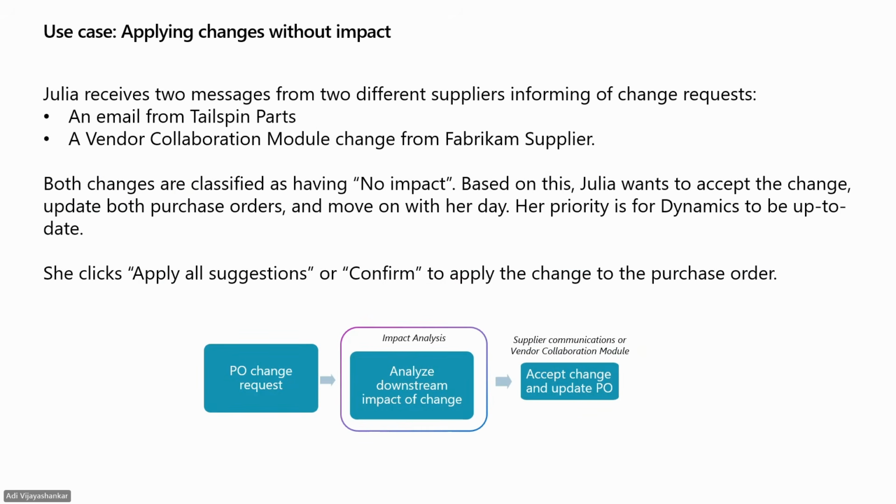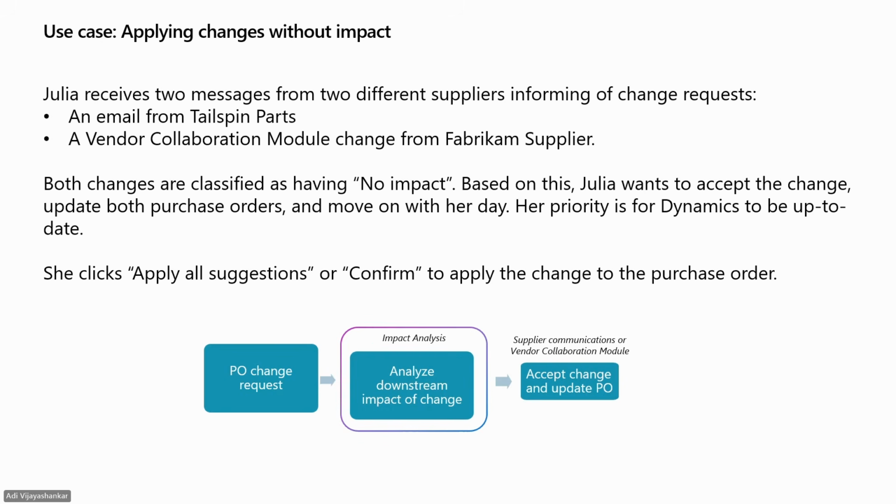So let's look at the use case of how Julia can review changes that don't have an impact and accept those or apply those changes to the purchase order. So Julia receives 2 change requests from her suppliers, Tailspin Parts and Fabricant supplier, through email and the vendor collaboration module. She used to spend a lot of time analyzing data for each change that she gets to determine which ones are safe to accept.